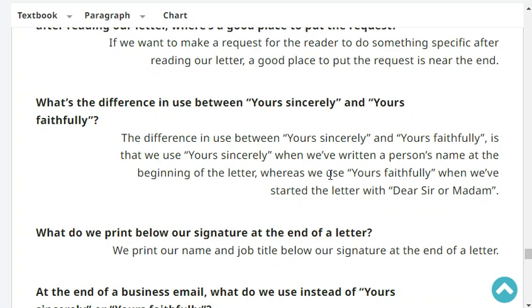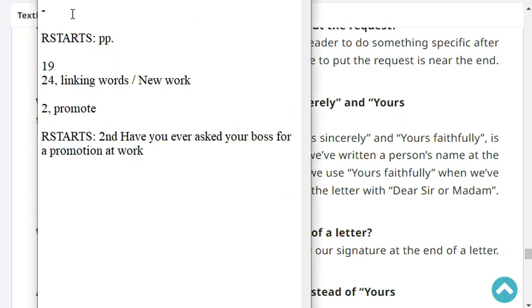Okay, so what's the difference in use between yours sincerely and yours faithfully? The difference in use between yours sincerely and yours faithfully is that we use yours sincerely when we've written a person's name at the beginning of the letter, whereas we use yours faithfully when we've started the letter with dear sir and dear madam. Very good.